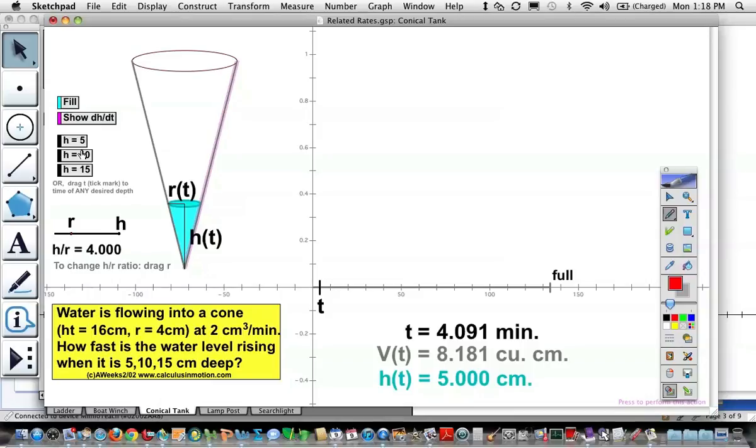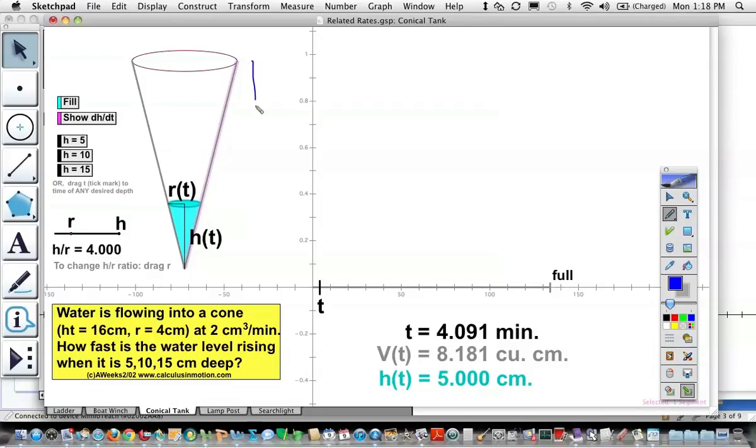Okay? Now it says that the cone is 16 meters tall, or centimeters. So we're at 16 centimeters, and this cone has a radius of 4 centimeters. Okay? Matter of fact, maybe it would just be better right in here. 16 here, 4 here.